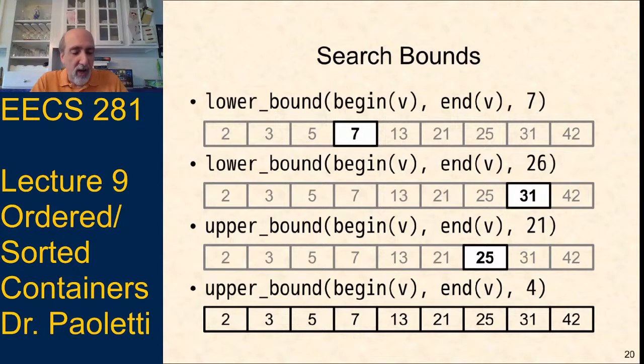If I was doing the upper bound of 4, we look at the middle. That's not 4, so we eliminate the end. Look at the middle, that's not 4, we eliminate the beginning. Look in the middle, that's not 4, so we eliminate the end, and we're left with only one place it could be.